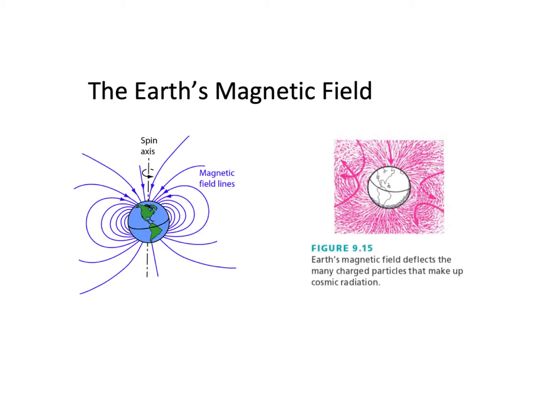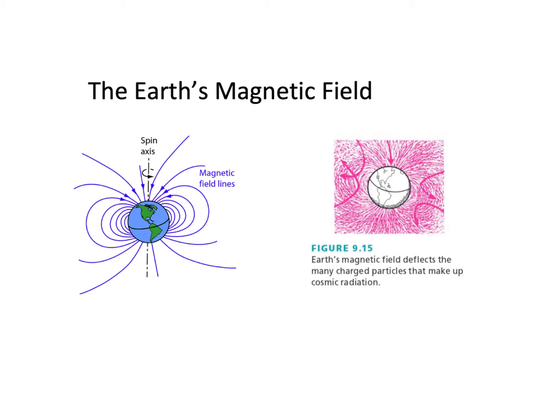Now, I'm sure you probably learned in grade school that the Earth itself has a magnetic field. In fact, it acts almost like a giant bar magnet. And the reason you should know that the Earth has a magnetic field is because that's how compasses work. The compass needles line up with the magnetic field lines and point to the north and the south. And so that's how you can use a compass to know which way north is.